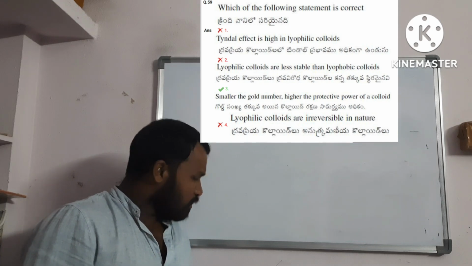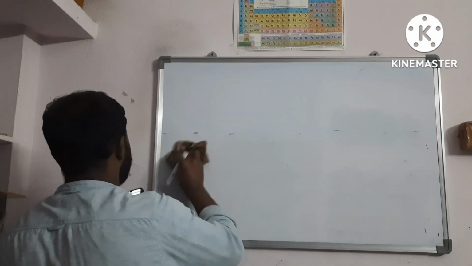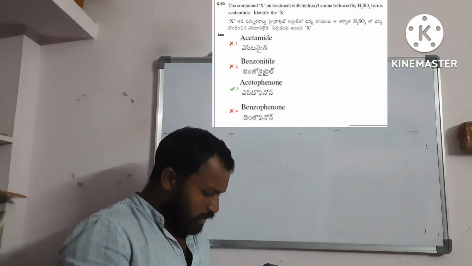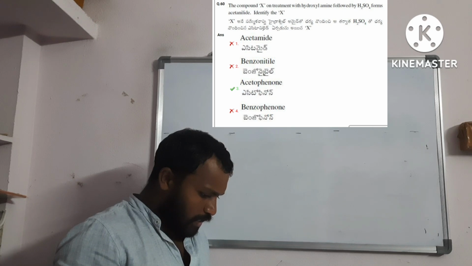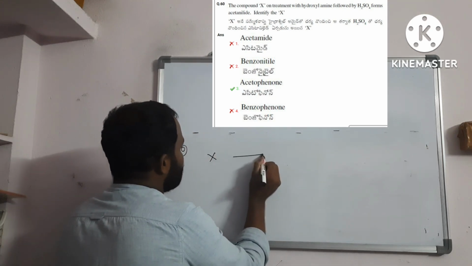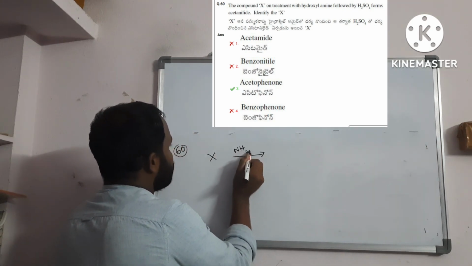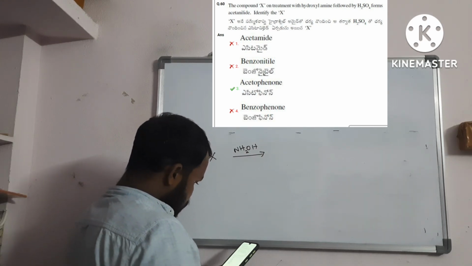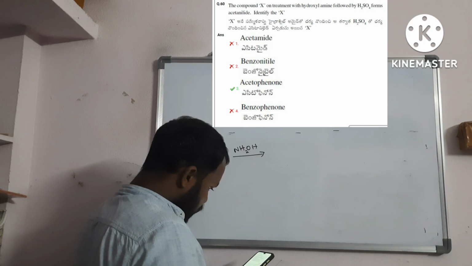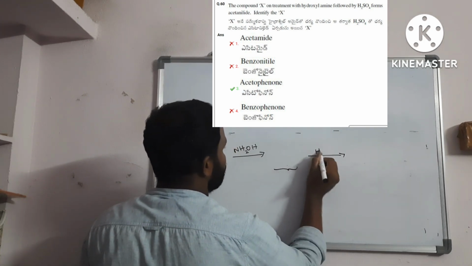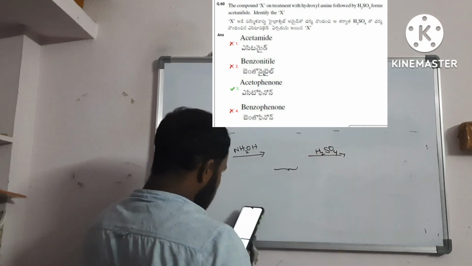Next, question number 60. What is that? The compound X on treatment with hydroxylamine followed by H2SO4 forms acetanilide. What is the answer? This is X upon NH2OH, hydroxylamine. It gives what? Followed by H2SO4, again you will get something. Upon H2SO4 you will get the acetanilide.